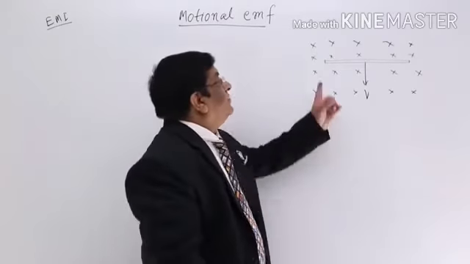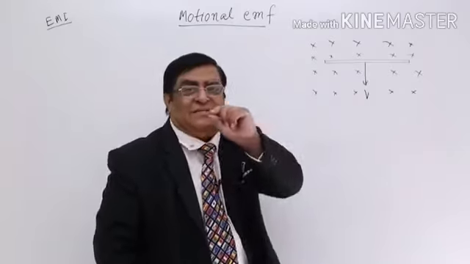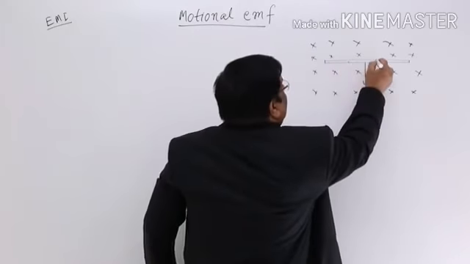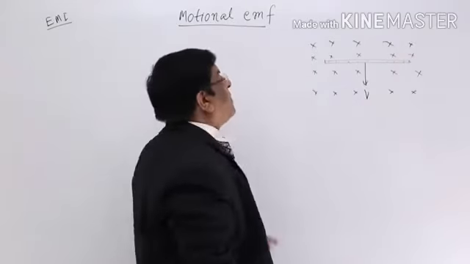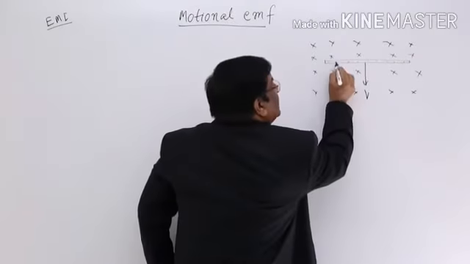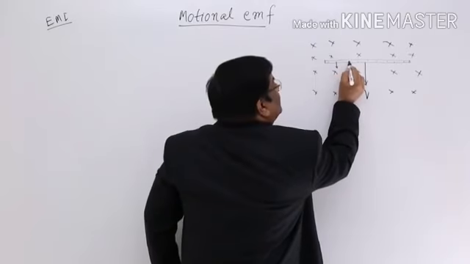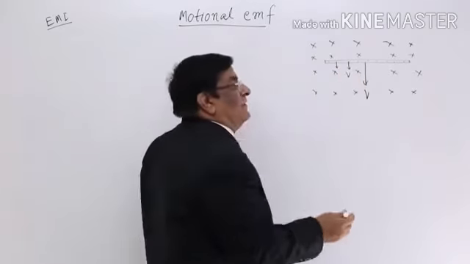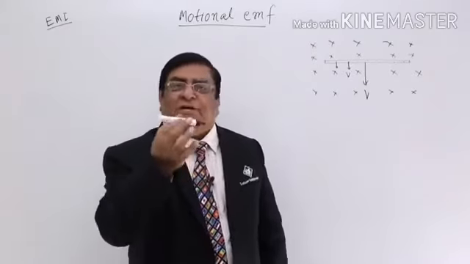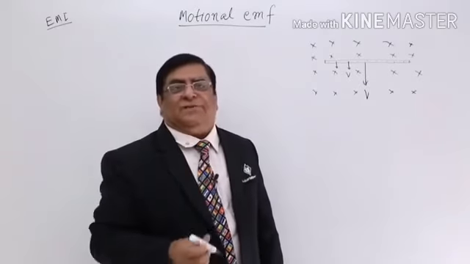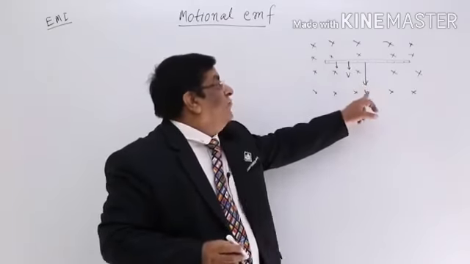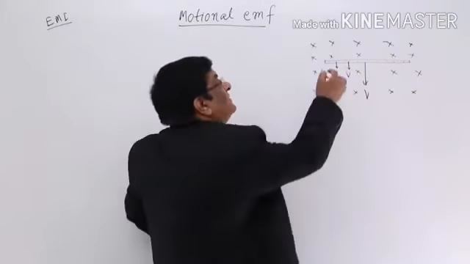Now this rod has got many free charge particles in it. These are in a magnetic field, and when the rod falls down, the charges are also falling down. These charge particles which are falling down are in a magnetic field. And here we have studied, if a charge moves in a magnetic field, it experiences a force. So all these charges are experiencing force because they are moving in a magnetic field.